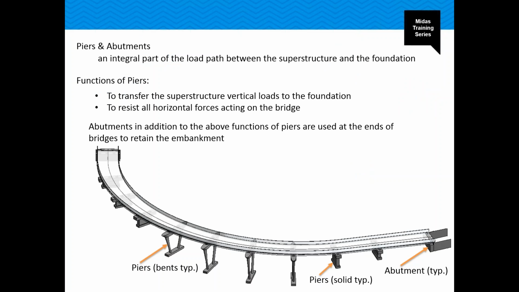So basically piers and abutments are an integral part of the load path between the superstructure and foundation. In multi-span bridges, the ends of superstructures are supposed to be over the abutments, whereas the intermediate spans will be resting on the piers. Piers resist and transfer vertical and horizontal loads to the foundation, and abutments, in addition to it, will be retaining the embankment also towards the end.